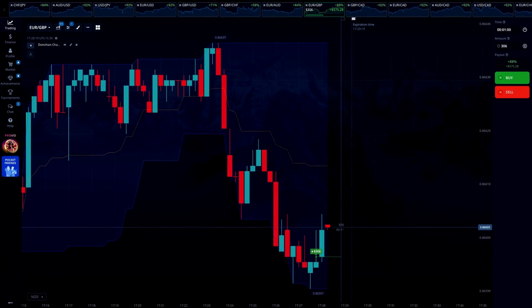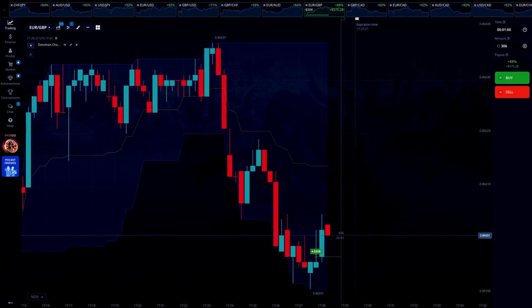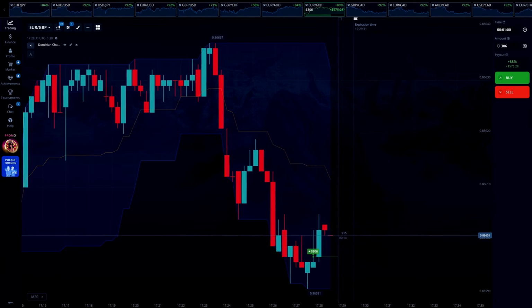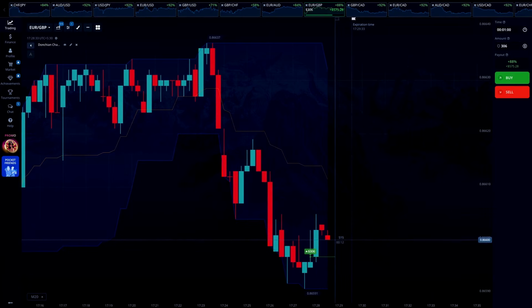Because of this reaction near the support zone, I entered a buy trade at the open of the next candle with a 1-minute expiry. Now let's see how the market reacted after the entry. After the trade was placed, the market paused briefly, which is very common after a strong downward move. However, the important observation here is that price did not break below the support level again.